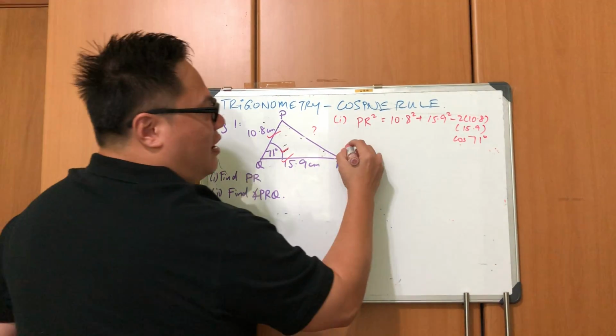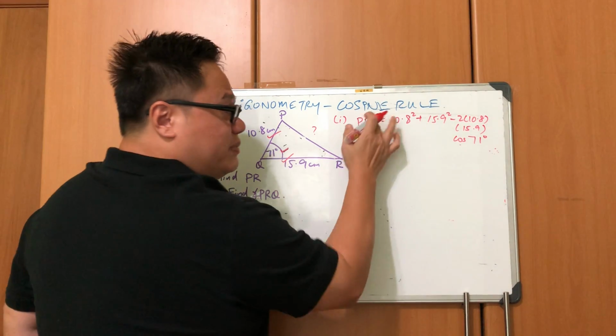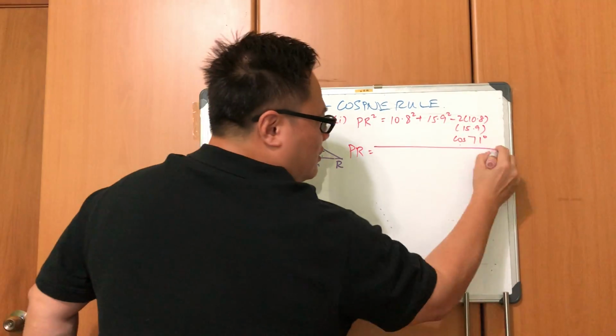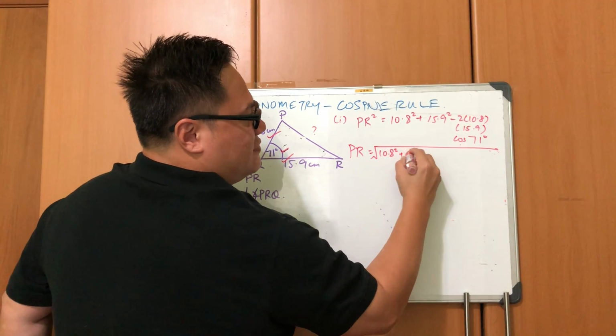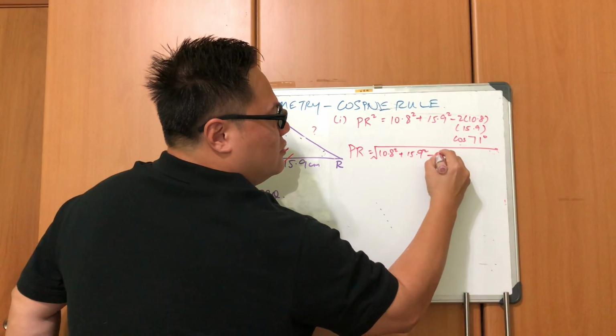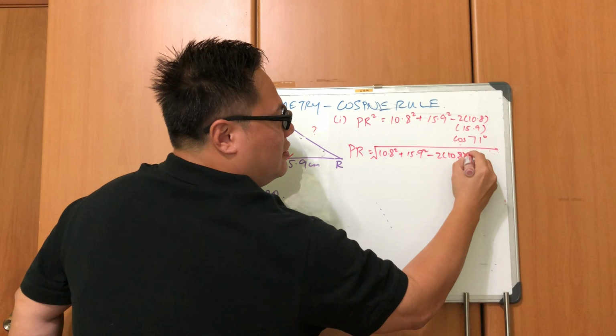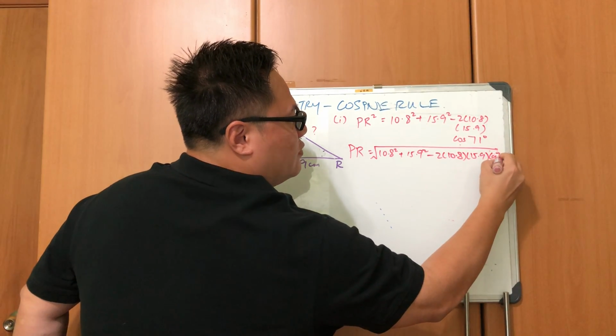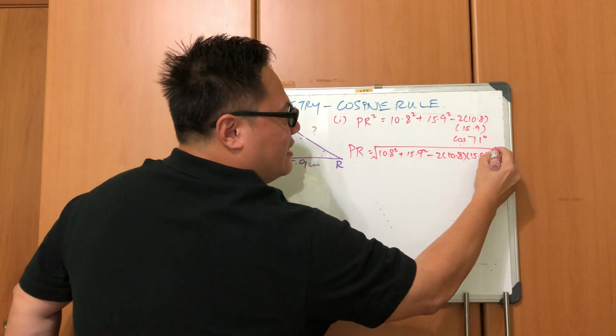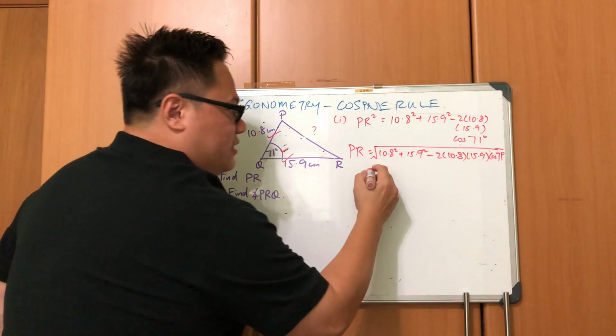So over here, since PR squared is equal to this, that means you can square root the whole entire expression. So PR equals the square root of 10.8 squared plus 15.9 squared minus 2 times 10.8 times 15.9 times cosine 71 degrees. There you go. Then just punch your calculator.